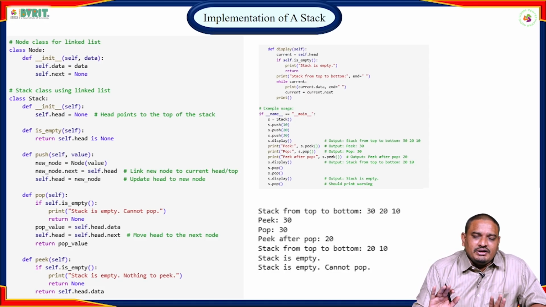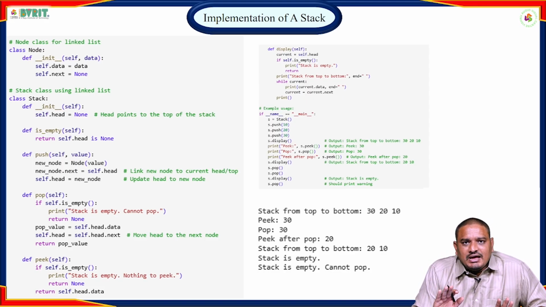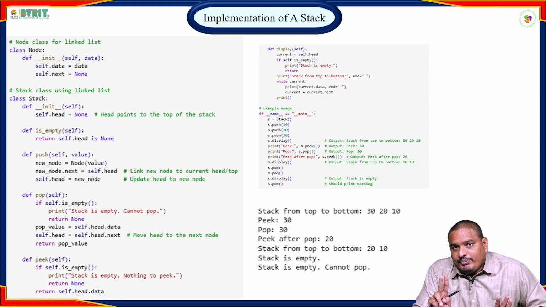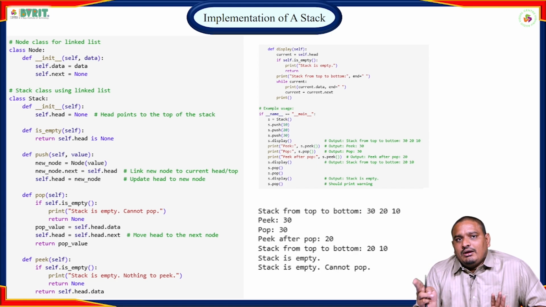First, what is the definition of the linked list? The linked list is represented by nodes. The node has two parts. The first part is the node information. The second part is the address of the next element.